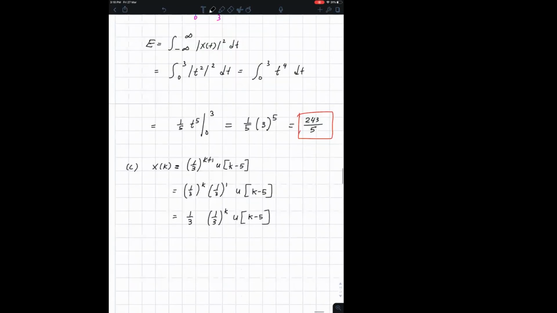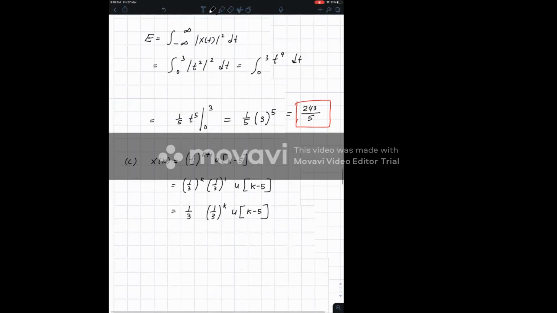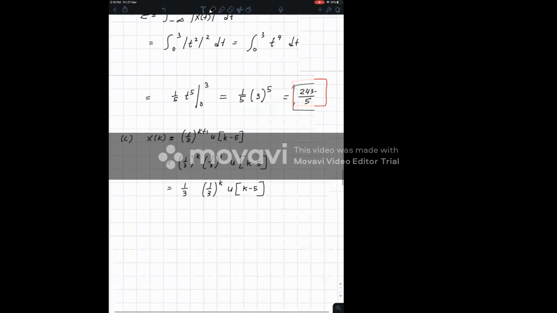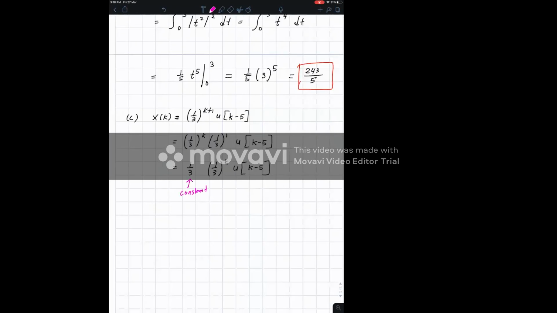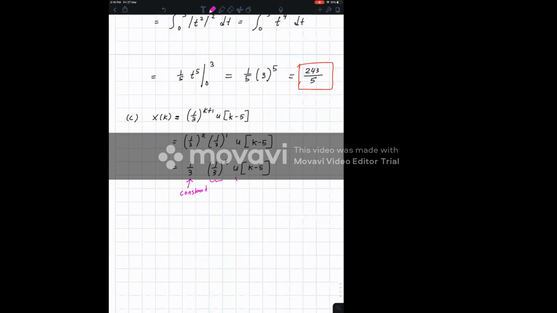This part is just like the amplitude part, just a constant number. And this is the k-dependent part. What is this doing? This is just telling you that k minus 5 is equal to 1 if and only if k is greater than or equal to 5. That's what it's telling.